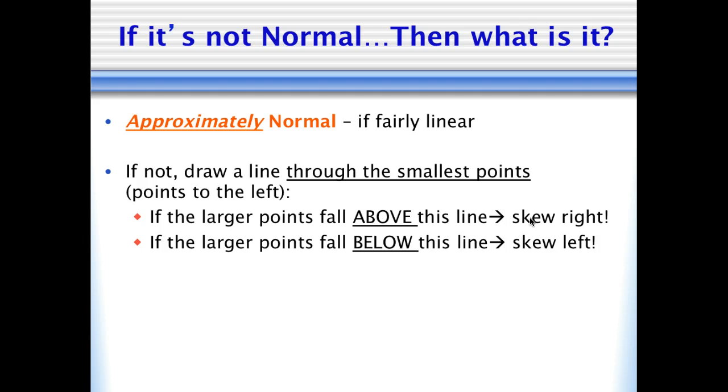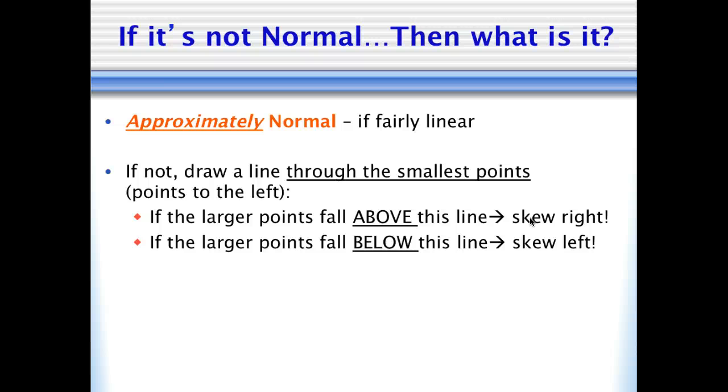If it's not normal, then what do we do? If it's approximately normal, it'll look linear, but if your normal probability plot appears to have some sort of curve, there's a couple ways to tell what the shape actually is. If you draw a line through the smallest points, meaning the points on the left side of the scatter plot, if the larger points fall above the line, it's skew right. If the larger points fall below the line, it's skew left.